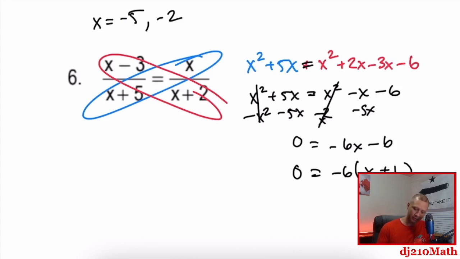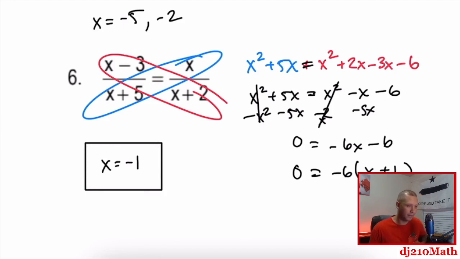So x is going to be equal to negative 1. Right, x equals negative 1. And that's different from our estimated zeros up top. So x equals negative 1.